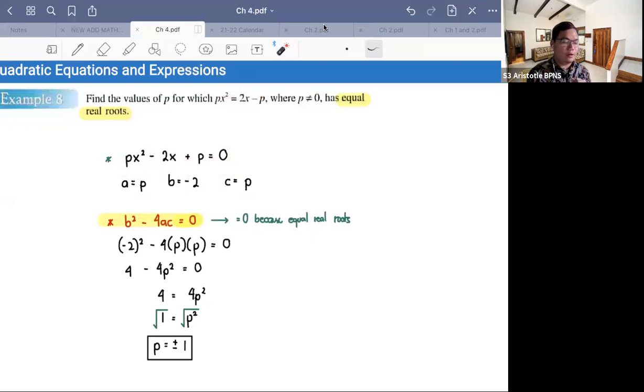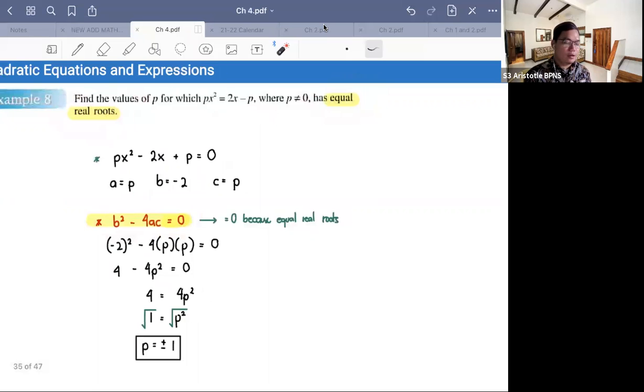And then from here, identify A, B, and C. In this case, class, our A, B, and C are numbers and what? Variables, which is p. So A here is p, and then our B is still -2, it's a number, and then C is equal to p. Any question, class, about that one? All right, none? Okay. So we have A, B, and C, and it says here that this equation has equal real roots. So that means that its discriminant is equal to 0.